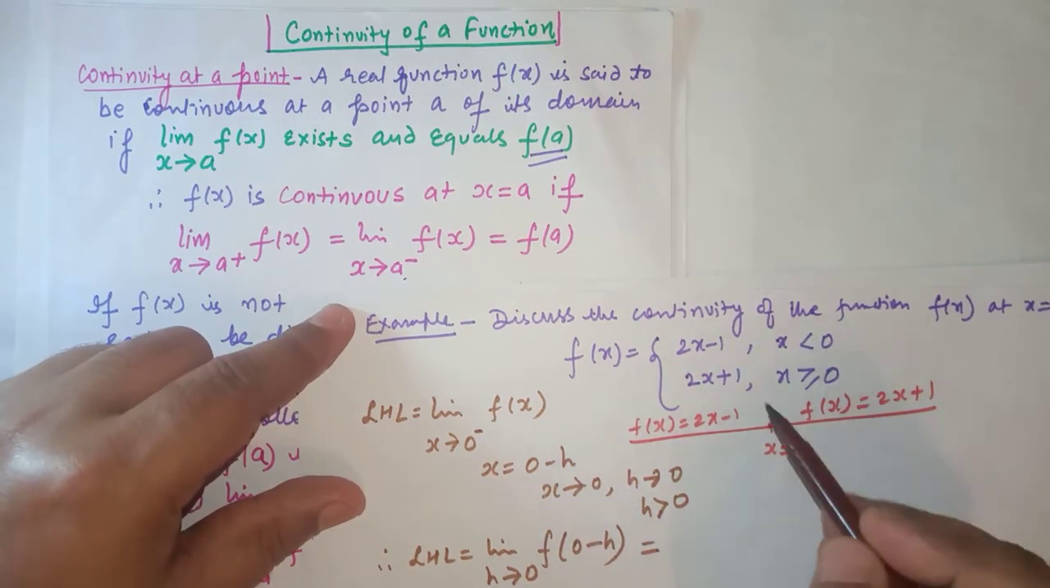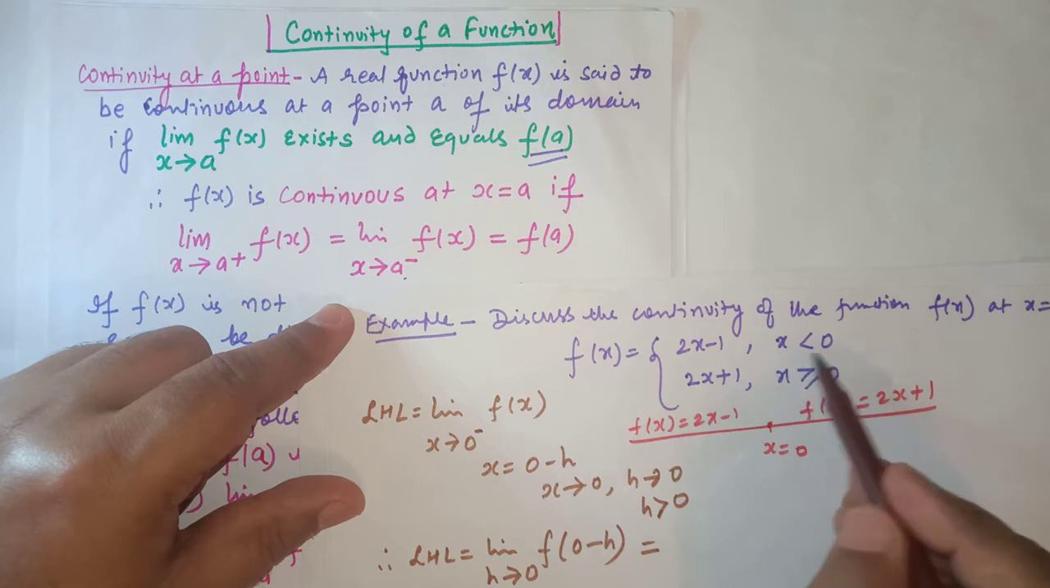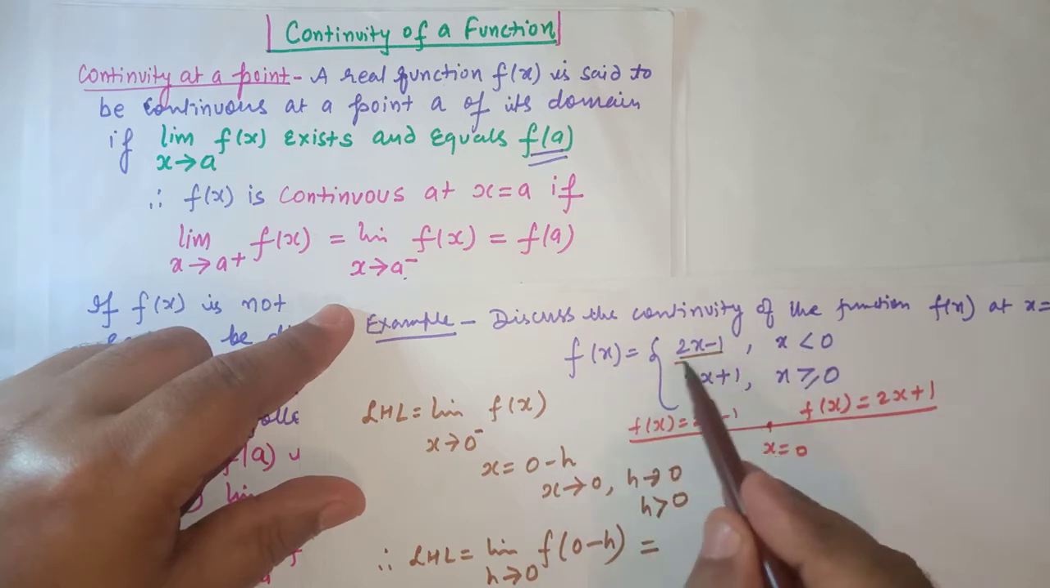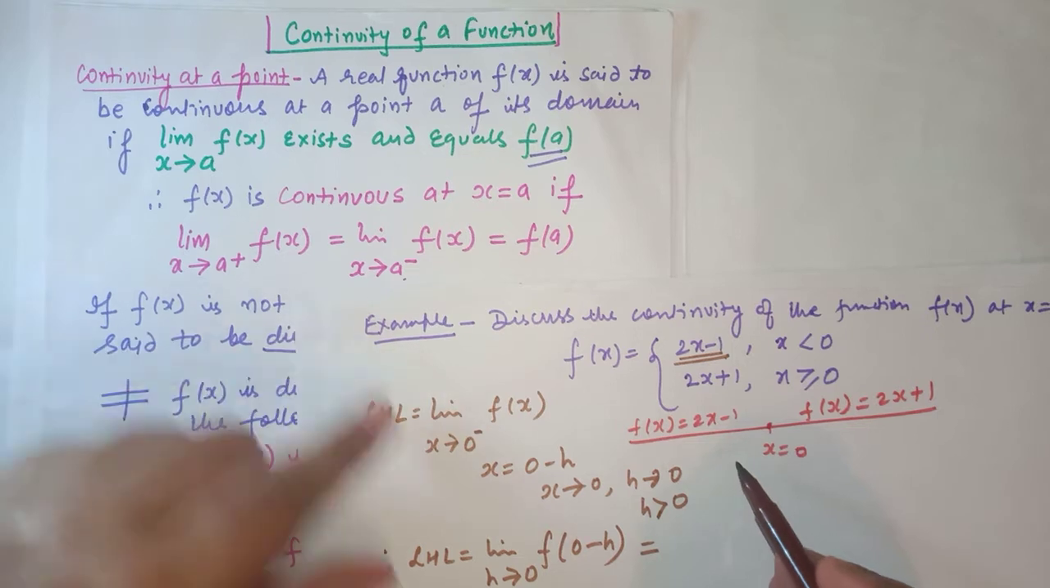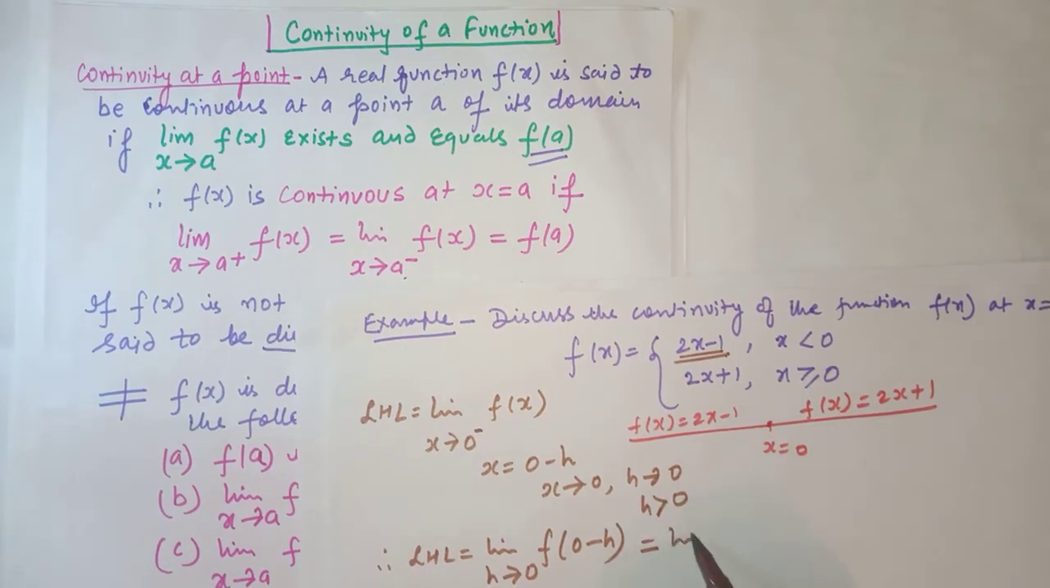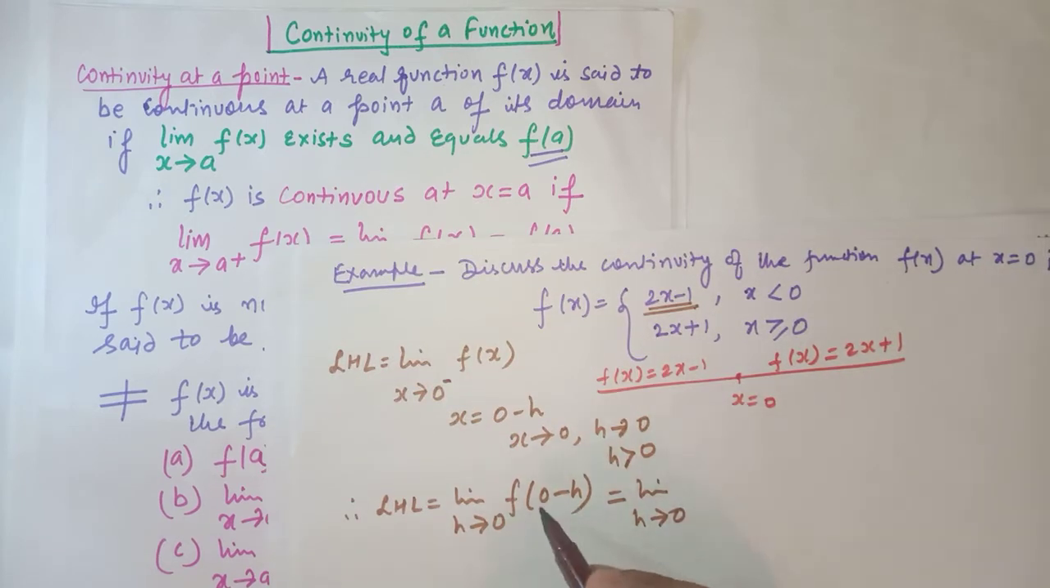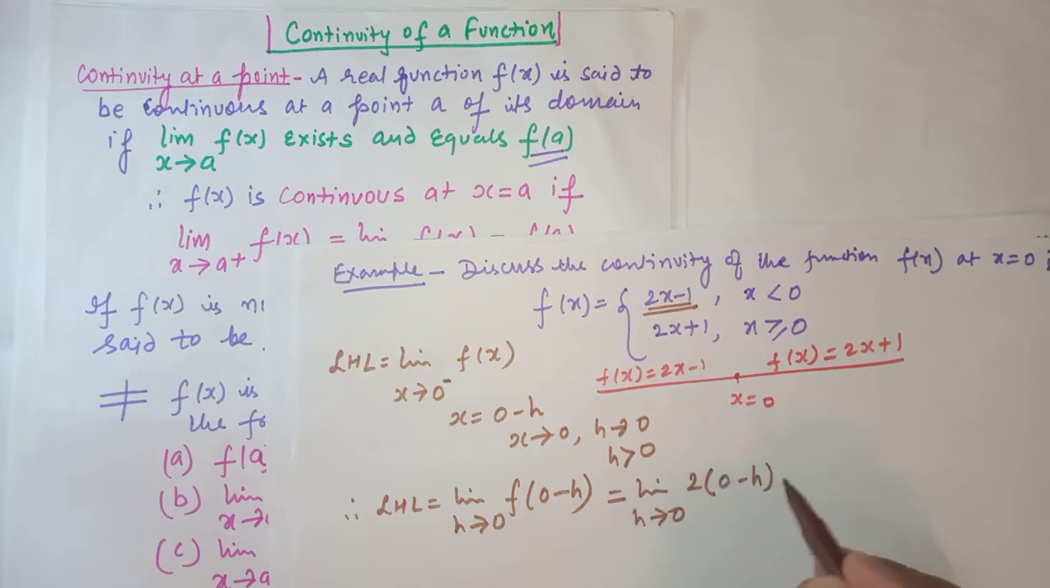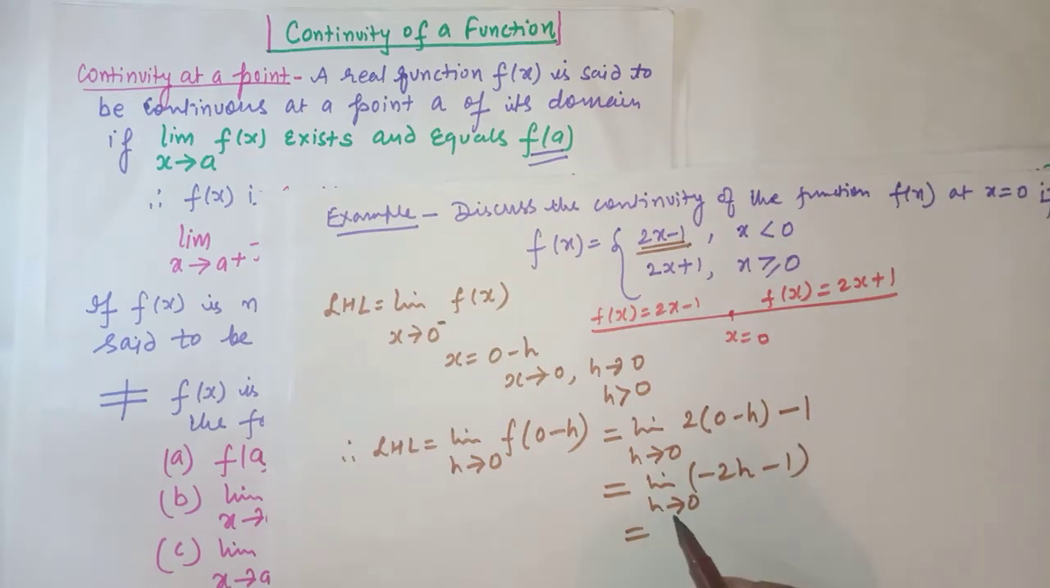Now for the values of x which are less than 0, the function is defined by this expression. So we'll substitute here. The limit as h tends to 0 of f of 0 minus h. So here we'll have 2 times 0 minus h, minus 1. Now this is the limit as h tends to 0 of minus 2h minus 1. And we substitute the value of h equal to 0 here. So we have minus 1.